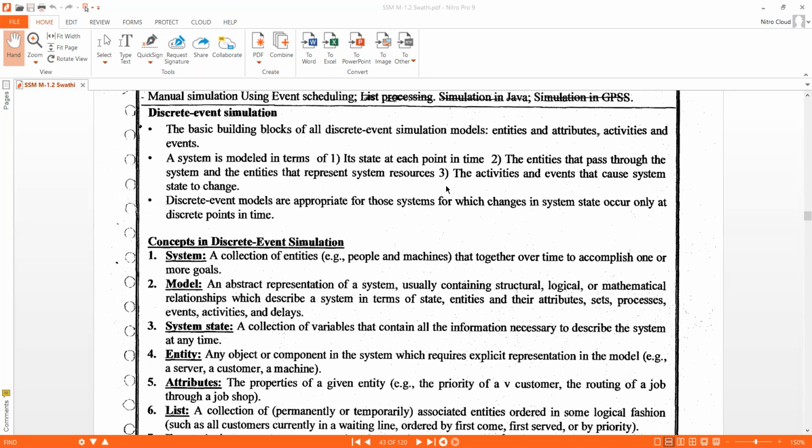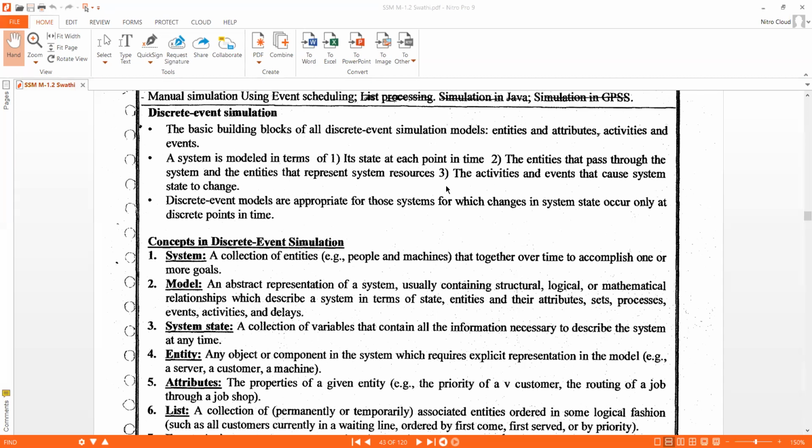The system is modeled in terms of its state at each point in time, and the entities that pass through the system, and the entities that represent the system resources. Next one is the activities and events that cause the system state to change. All these things will be used to model the system.